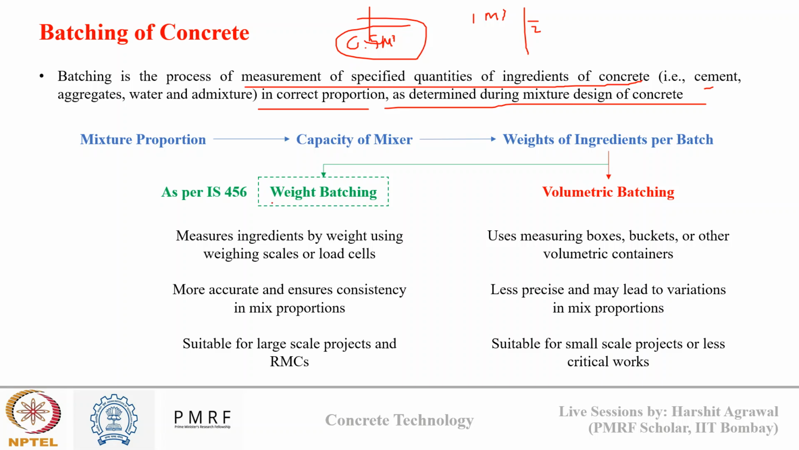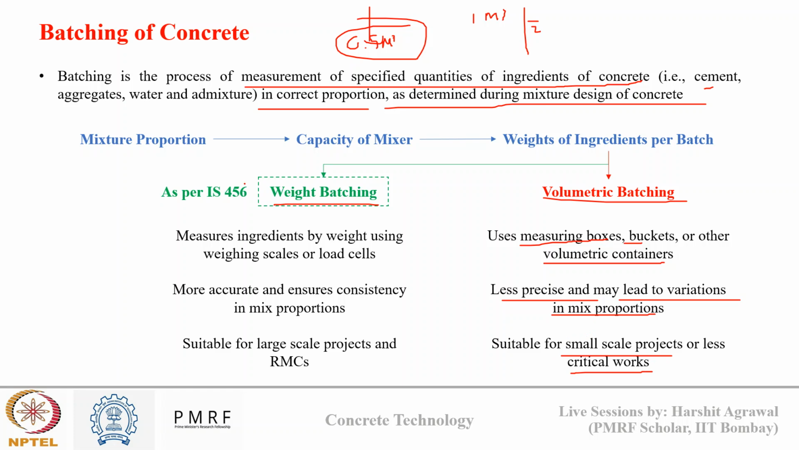Now this batching that we do for mixture proportion can be done in two ways. Either we can do weigh batching or we can do volumetric batching. In volumetric batching we use measuring boxes, buckets, and other volumetric containers to take quantities of individual components. However, this kind of batching is less precise and it may lead to variation in mixture proportion. That's why it is suitable just for small scale projects and less critical works.